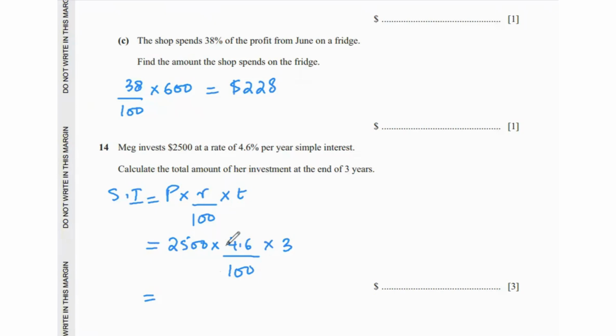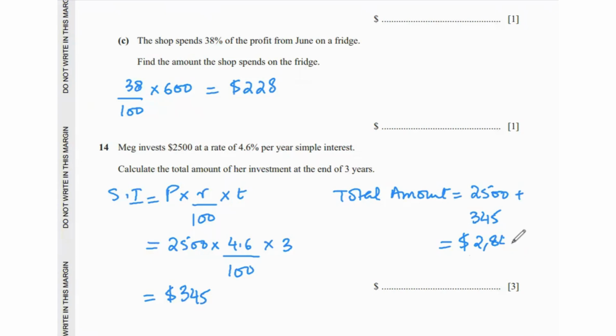So that's going to be $345. So total amount at the end of 3 years is going to be the sum of 2,500 and 345, which equals $2,845. That is the total amount at the end of 3 years.